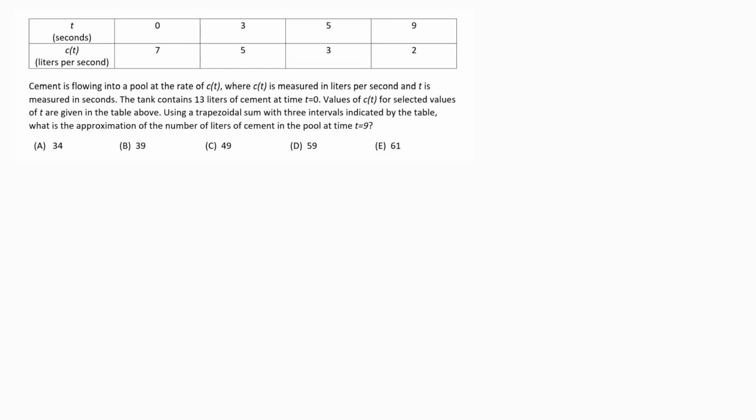This example is providing us a table of data up top here. And from that table of data, they want us to use trapezoidal sums with 3 intervals to approximate the number of liters of cement in the pool at time t equals 9. So notice conveniently that t equals 9 is the last part of our table up above here.